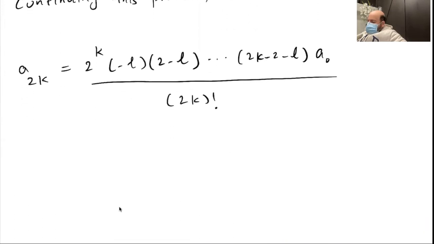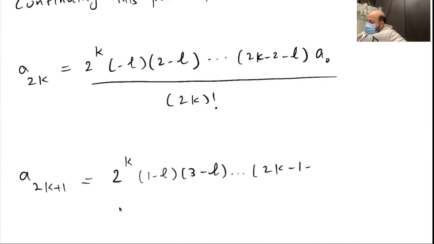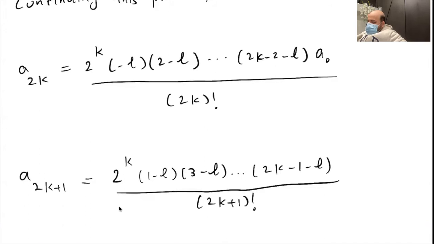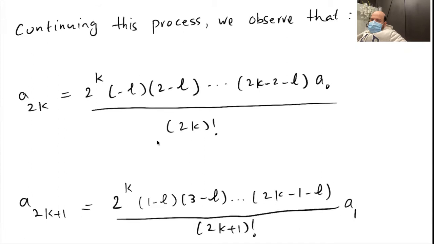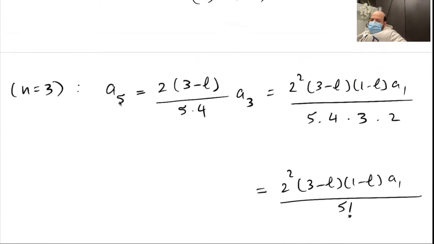What about A_(2k+1)? So A_(2k+1) would be 2 to power k times (1 - L)(3 - L), all the way to (2k - 1 - L), divided by (2k+1) factorial times A1. So here, for example, 5 was 2 times 2 plus 1. That's why 2 appeared here.